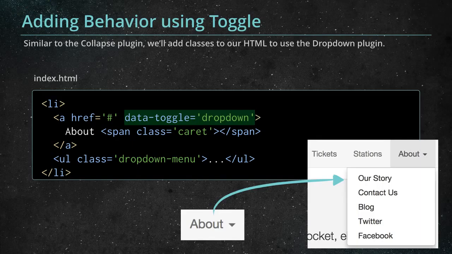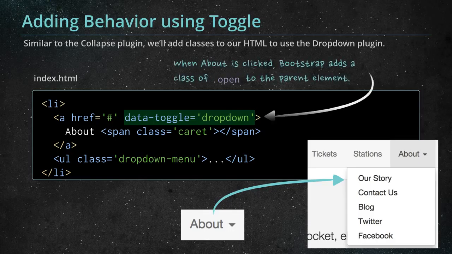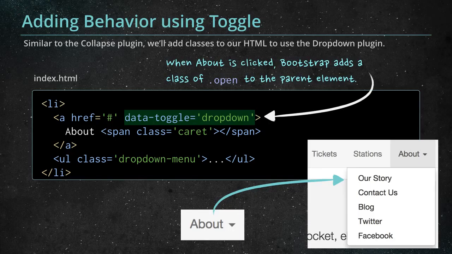Well, we aren't removing a class that's already added, like with the collapse plugin. Instead, clicking on About will add a class of open to the parent of the clicked link. In this case, what that means is that the li element, which is the parent element of our About link, well, it'll get a class of open. Bootstrap has some styles so that if a drop-down menu is inside of an element with a class of open, we'll actually see the drop-down menu, which in this case is exactly what we want. Not too bad for just adding one data attribute.